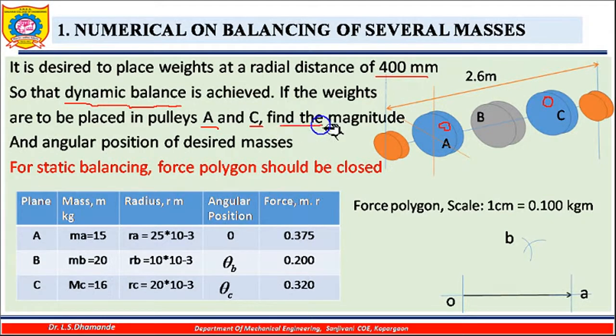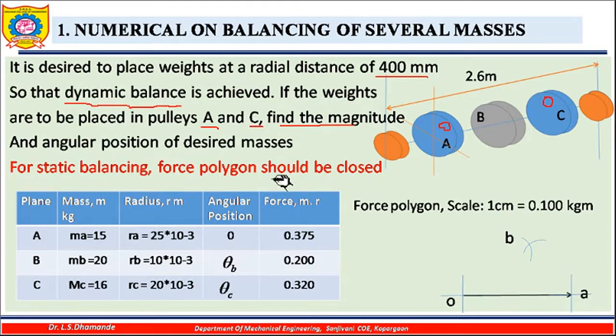Okay, so you have to find the magnitude of that particular mass and the angular position of the masses. Where you have to attach that mass, and what is the quantity of that particular mass which is to be attached at a radius. The radius is given to us, but the angular position and magnitude of that mass are to be obtained. So let us first find out the existing positions of these particular masses.